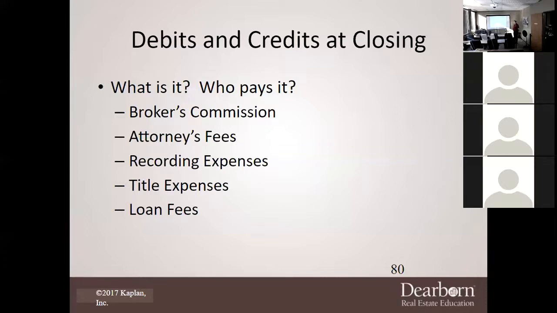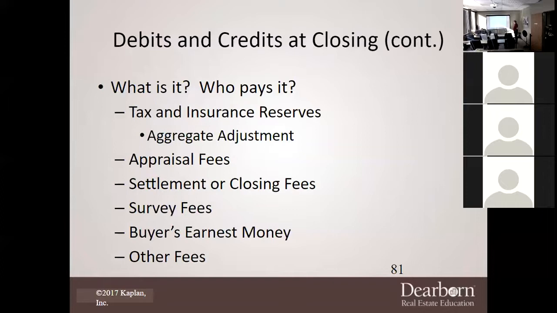And loan fees, of course. Now, who's going to pay the loan fees? Common sense, the buyer. What about, Mr. Eugene, the tax and insurance reserves? That's going to be the buyer. No, it's going to be both, because it's prorated, remember? Of course, the buyer's going to pay it at the end, but it's prorated. Appraisal fees, Mr. Grossman. The buyer. Mr. Stahl, the settlement and closing fees.